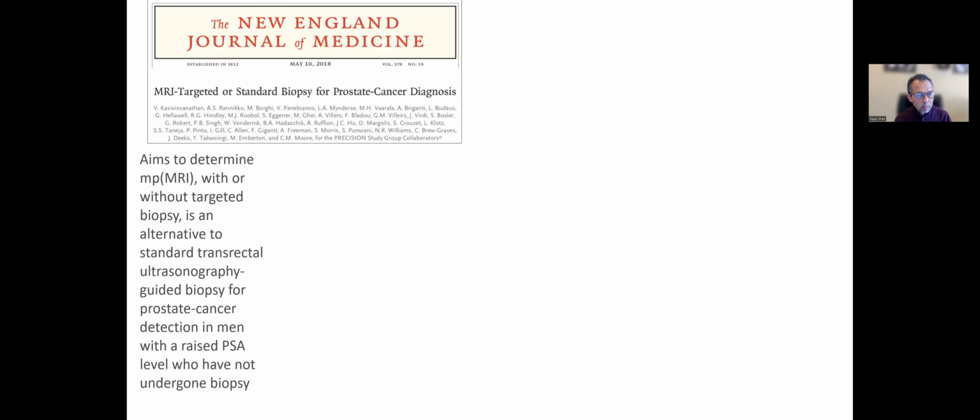The second important clinical trial is called the PRECISION trial that was published in the New England Journal of Medicine. It aims to determine whether multiparametric MRI with or without targeted biopsy can be an alternative to standard transrectal ultrasound guided biopsy for prostate cancer detection in men with a raised PSA who are biopsy naive.